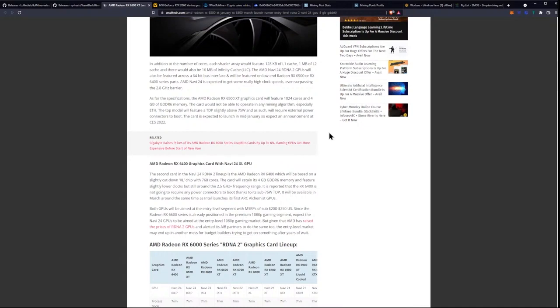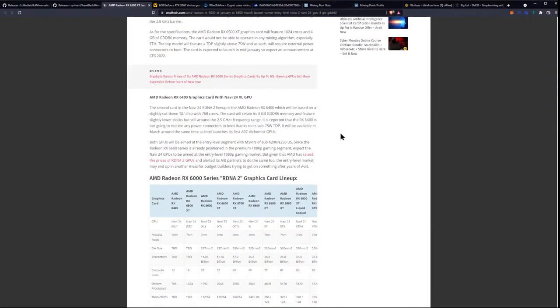The top model will feature a TDP slightly above 75 watts, as such will require external power connectors to boot. The card is expected to launch in mid-January, so expect an announcement at CES 2022.